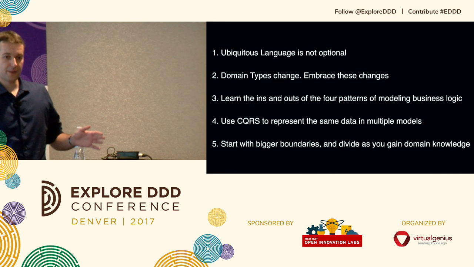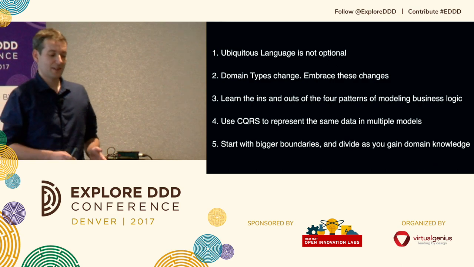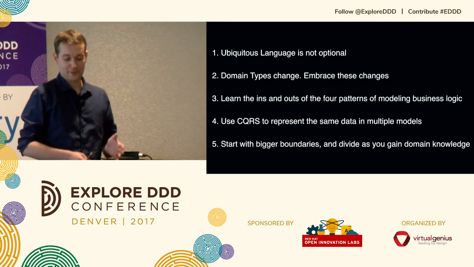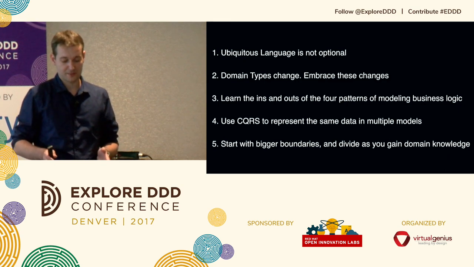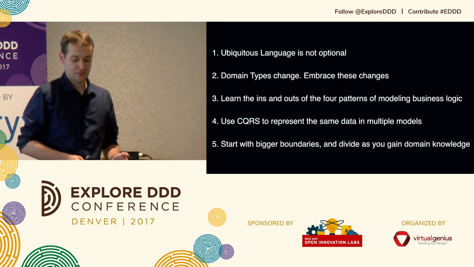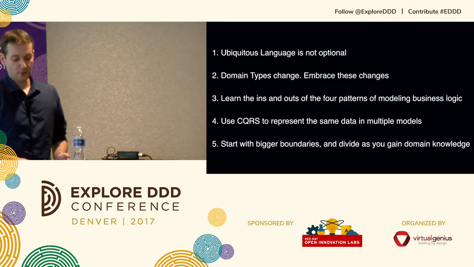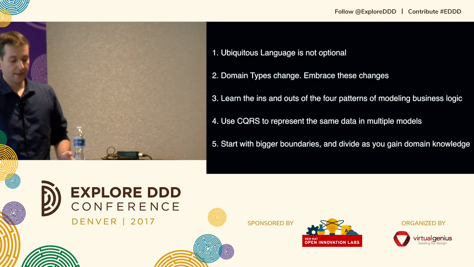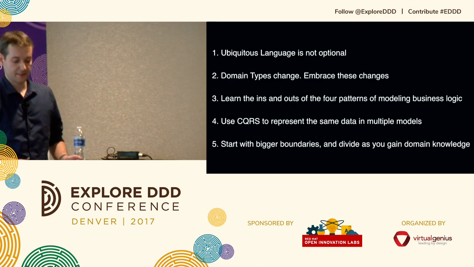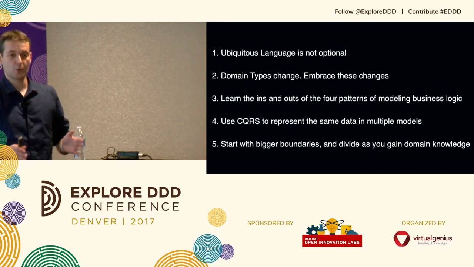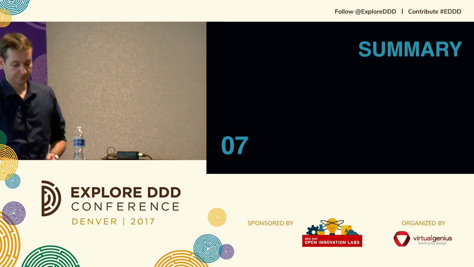So those are the five practical pieces of advice I wanted to share. Ubiquitous language is not optional. Domain types change. Embrace those changes. Learn the ins and outs of the four patterns of modeling business logic. Use CQRS to represent the same data in multiple models. And regarding bounded contexts, start with bigger boundaries and decompose as you gain more domain knowledge.